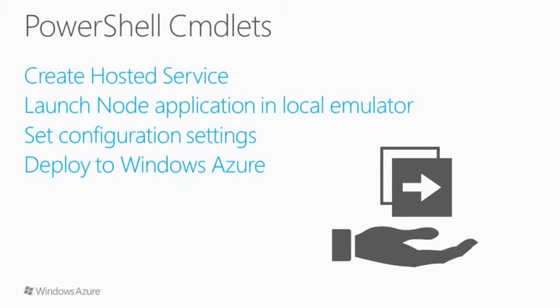Developing your Node.js Windows Azure application on Windows is extremely easy using a text editor of your choice and the Node.js PowerShell commandlets. Using the commandlets, you can create hosted services, add roles to your service, set configuration settings, launch your application using the local Windows Azure emulator, and deploy your application to Windows Azure.